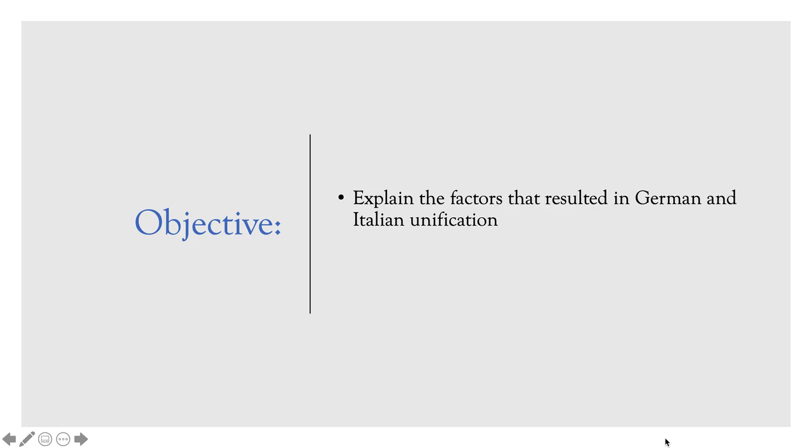Our objective for this lecture is that you will need to be able to explain the factors that resulted in German and Italian unification. The lecture will address many other topics besides German and Italian unification specifically. However, those other topics will be relevant to the unifications of Germany and Italy, respectively. But I would definitely argue that those are going to be the most important developments discussed in this lecture and in this entire section, because these developments will dramatically change the balance of power of Europe for the foreseeable future.